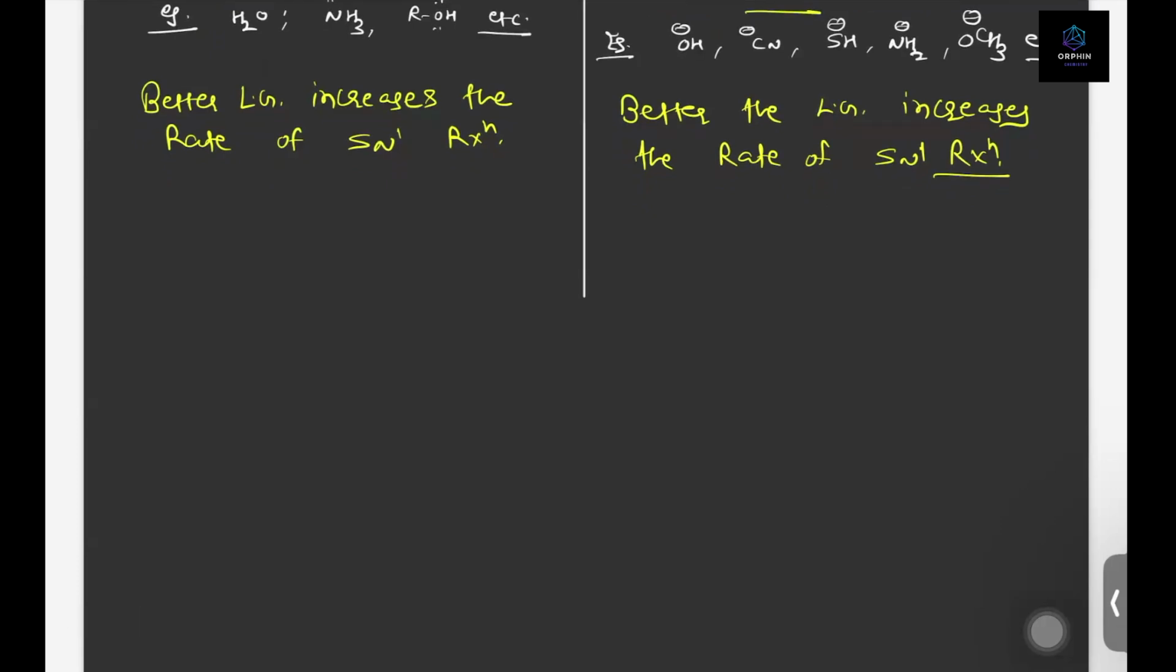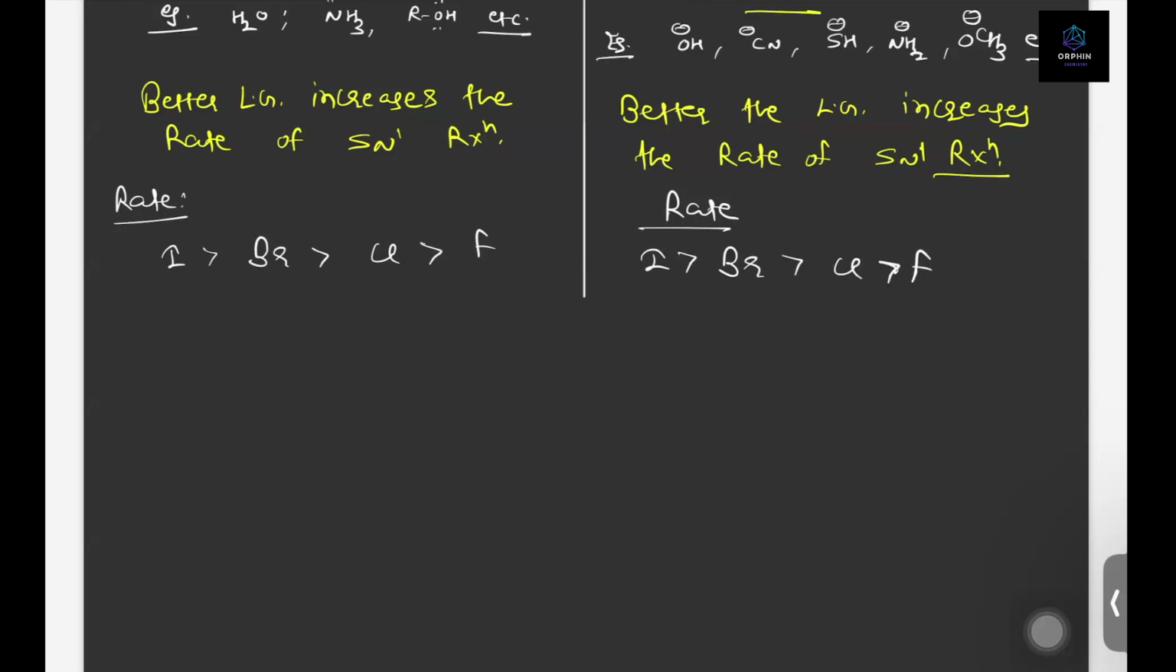Now you can see, we can write the rate: when iodine is there, the rate is faster; bromine is there, slower; chlorine is there, slower; fluorine is there, slower. Same thing will be there for SN2: iodine, bromine, chlorine, fluorine. The rate will be faster when we have iodine for both of them. So this is the thing which is common for both of the mechanisms.